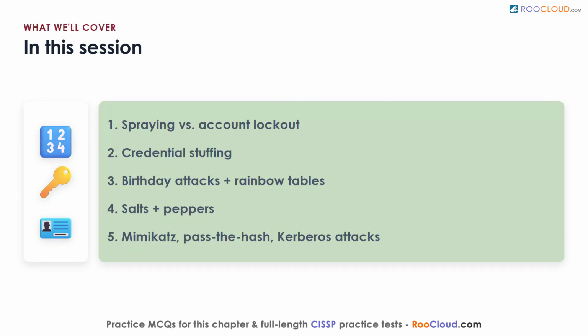How does a spraying attack dodge lockouts? How is credential stuffing different? What is a birthday attack really finding? How do rainbow tables speed cracking? And how do salts stop them? And how do tools like Mimikatz steal hashes and tickets outright?